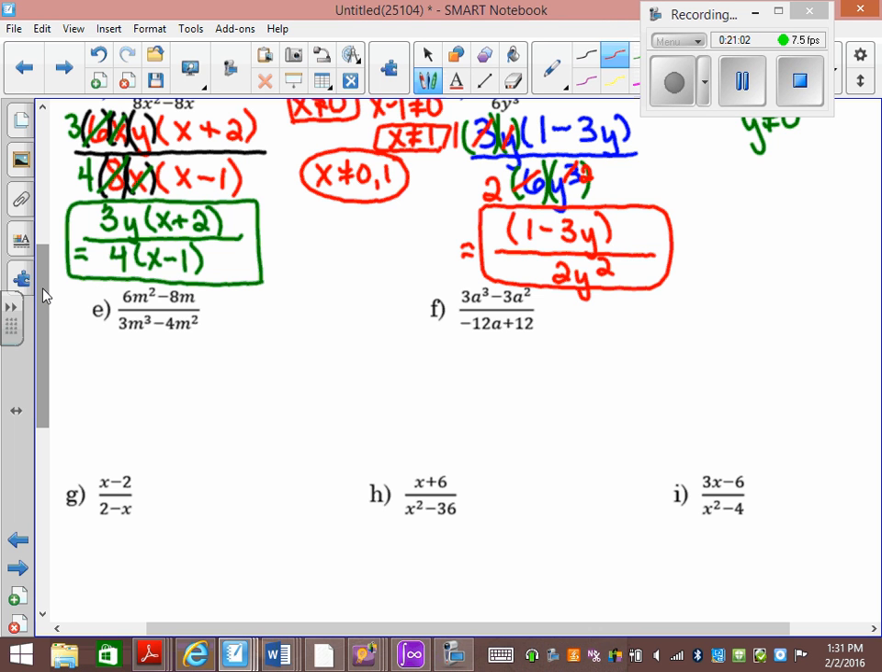E, 6m squared minus 8m. Teresa, what can I take out of 6m squared minus 8m? A 2m. And then I'm left with 3m minus 4, over 2m. And then the m's cancel.